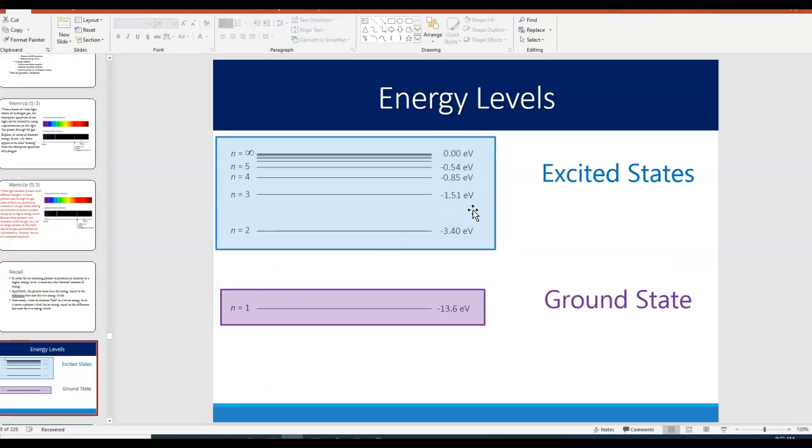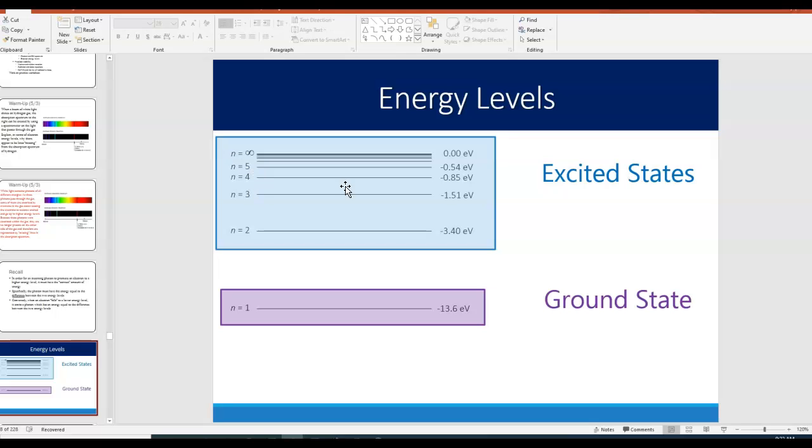Okay, so here are some different energy levels. Normally this would all be shown on one picture, but they're shown here separately just so you can distinguish between the ground state. Remember, ground state is n equals 1. That's the lowest possible energy that an electron in that atom can have. And then we have these higher energy levels. Don't forget that n equals infinity corresponds to ionization.